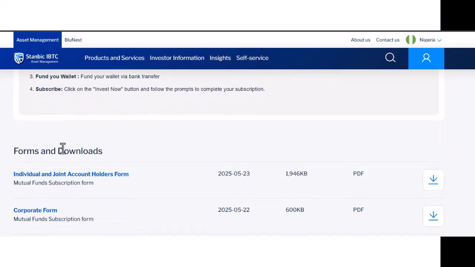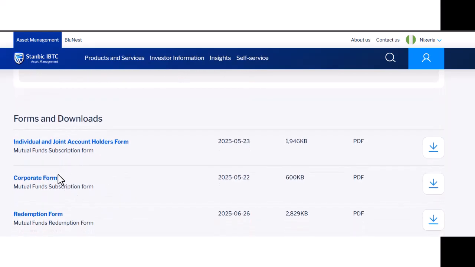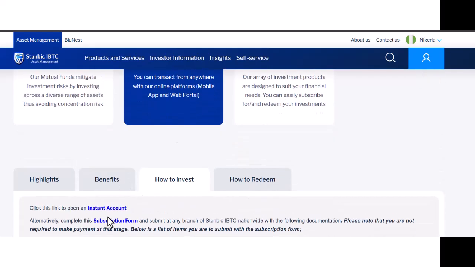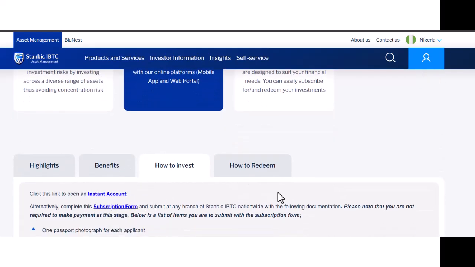So forms and downloads. So I don't know which one, but I already clicked on the one that I felt like, this form right here.